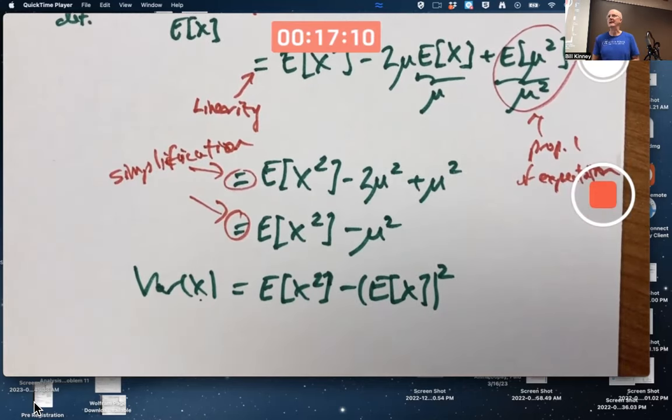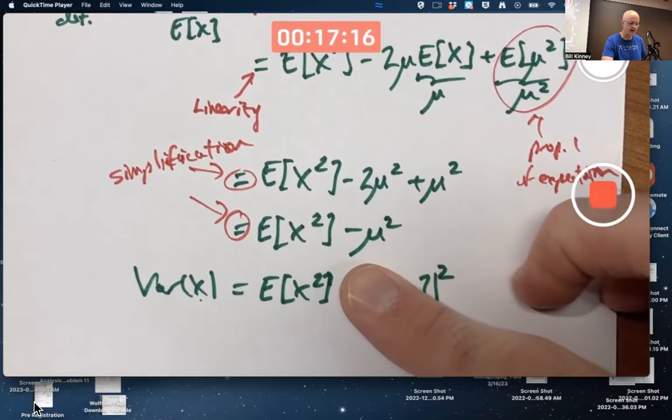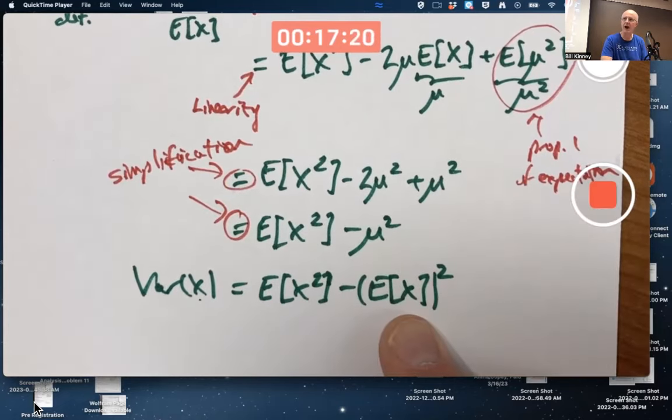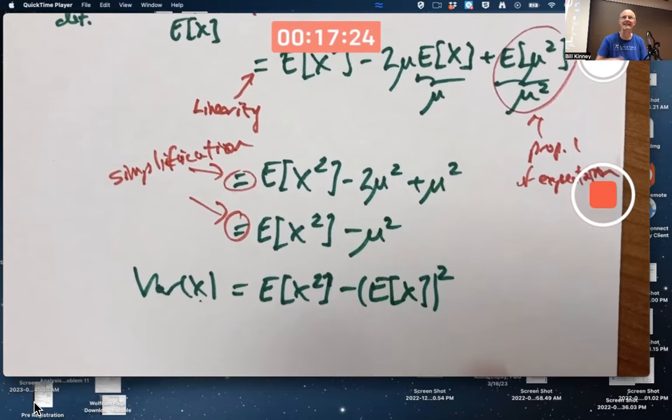That's the equation for the variance. Again, like I said last week, the most common mistake here is to think that the variance is just the expected value of x squared and hope that you're done. No, you've got to subtract the square of the mean. Don't forget to do that. That's the most common thing to forget. It's so common to forget it. Once in a while, I forget it.